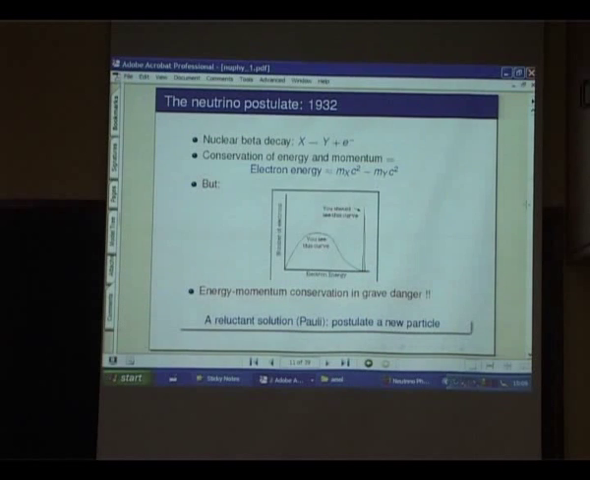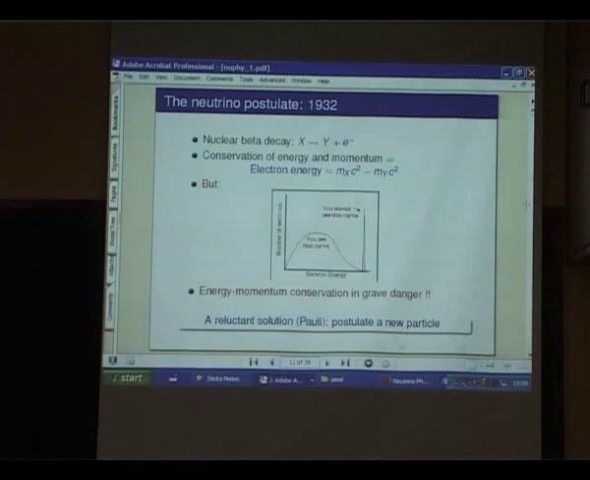What was observed was very different. You don't get this peak at all, but you get a curve that looks like this. It starts from almost 0, rises to a peak and comes down. So it's continuous. So the electron can have any energy between 0 and this maximum energy. This was the problem.